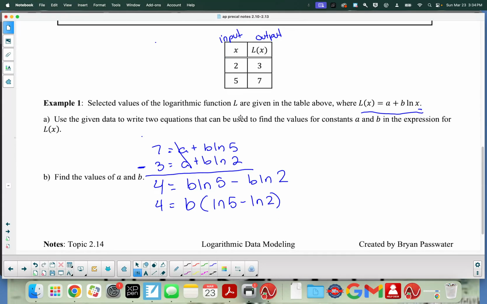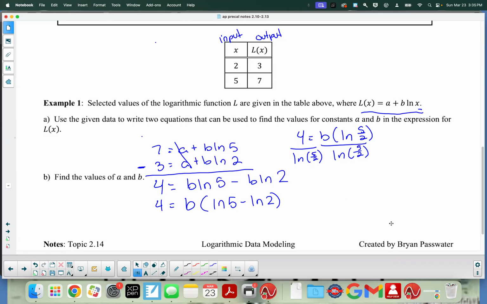All right, let's keep simplifying. That's going to be 4 equals b times the natural log of 5 over 2. Right? That's what we're allowed to do with those pieces. And to get b by itself, that basically means I'm just dividing by those natural logs. Now, I'm going to put this in the calculator to get the decimal form of this.